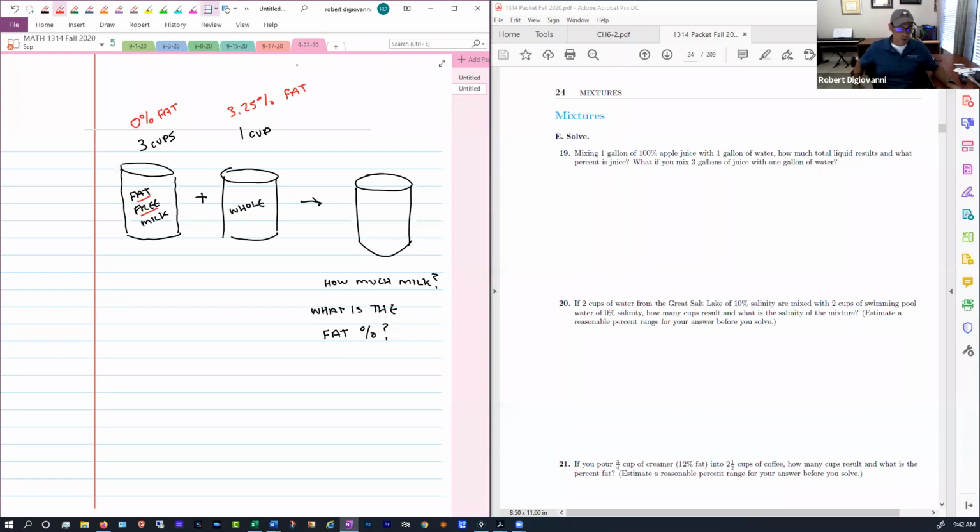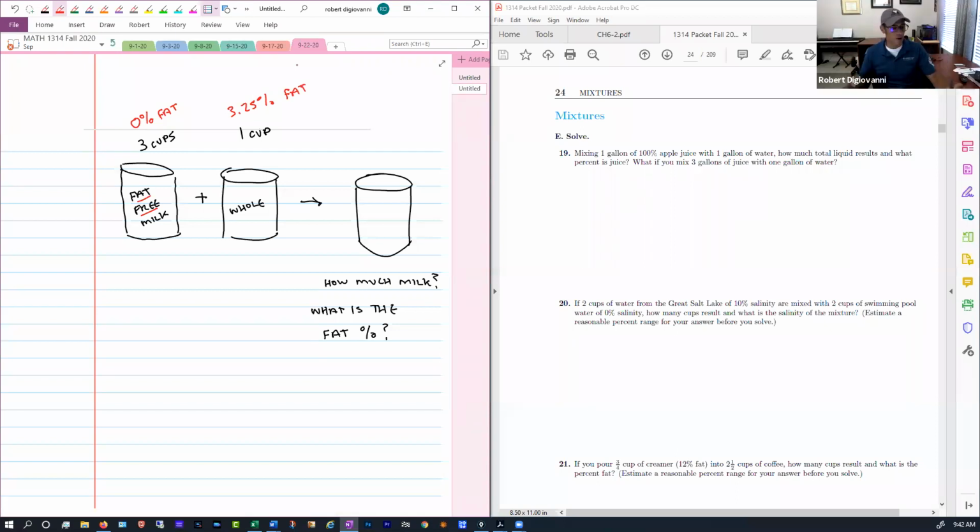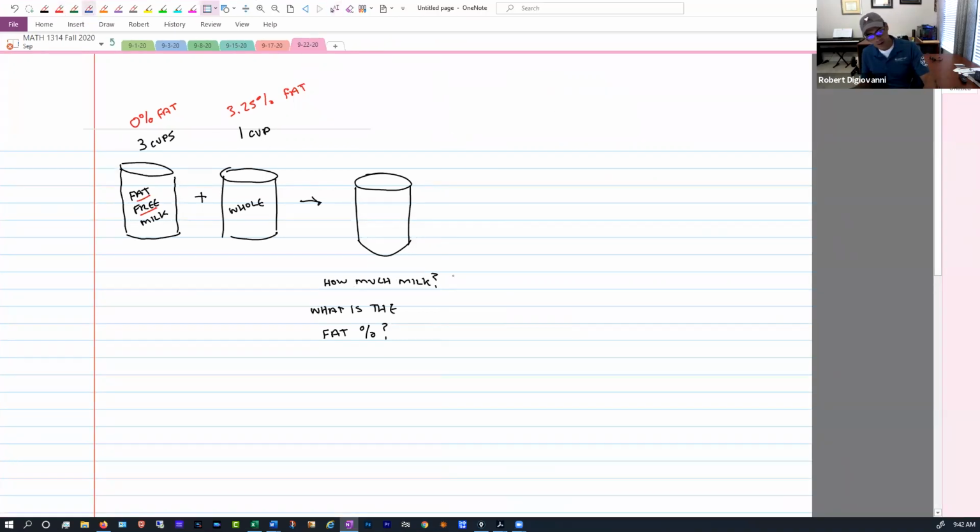Is that clear with everyone as far as the question? Okay, so who wants to answer the first question? How much milk is there? That one's the easy one. 4 cups, right? We had 3 cups, 1 cup. We mixed them together. We now have 4 cups. So that part, all we do is add the 3 plus 1. Let me make this a little bigger. So how much milk? We have 4 cups. All we did was take 3 plus 1, right?